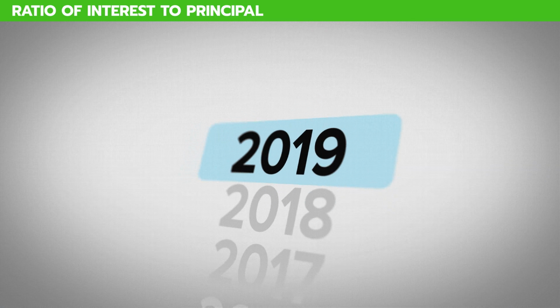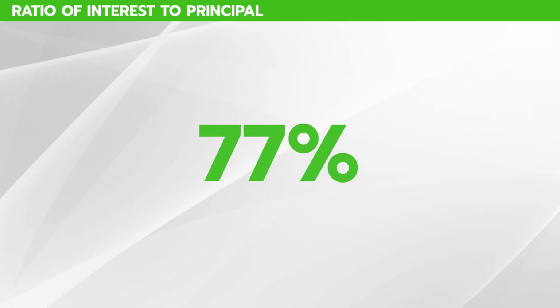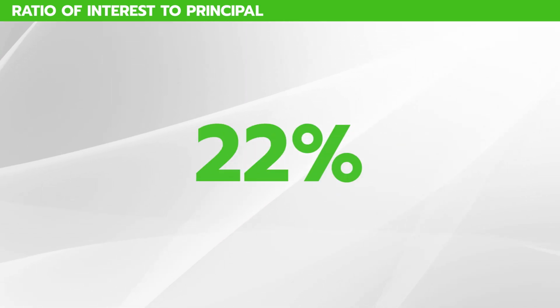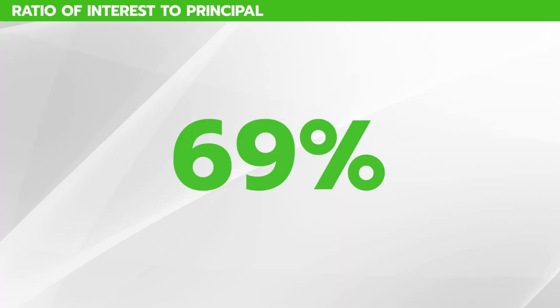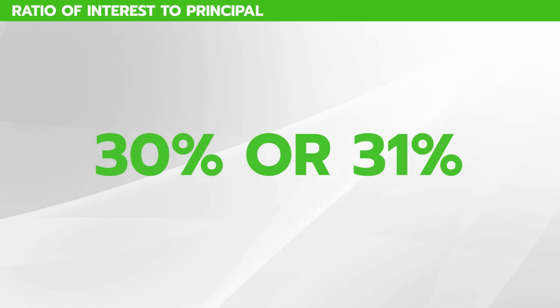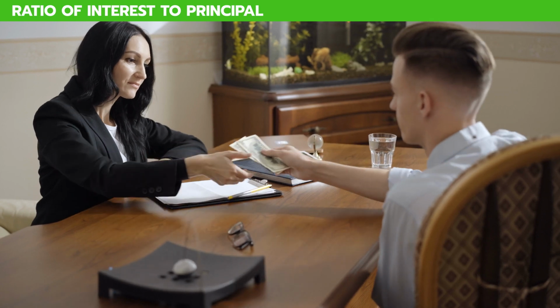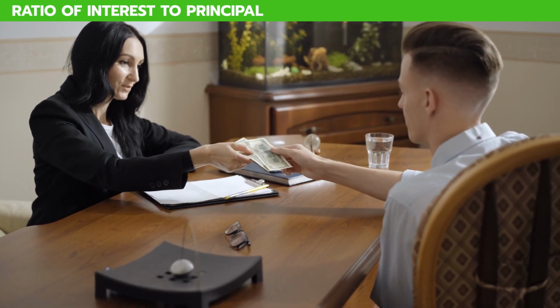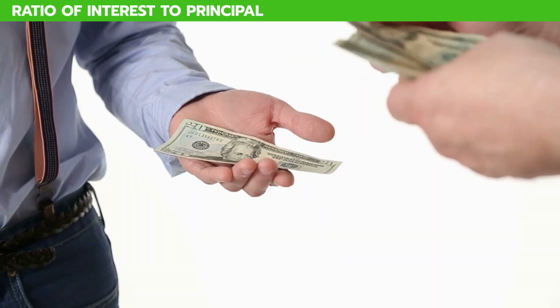So when we compare the ratio of the first year to 5%, which is 77% to 22%, we see a small difference. In the first year, I put 69% of my payments toward the interest and 30 or 31% toward the principal. So almost 10% more of my payment goes toward paying down the principal. I'm not only paying less in interest, but I'm also putting more of my first payment toward my principal.